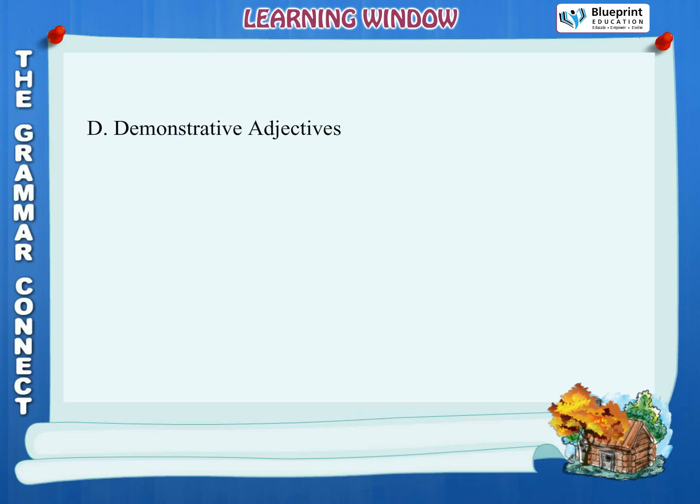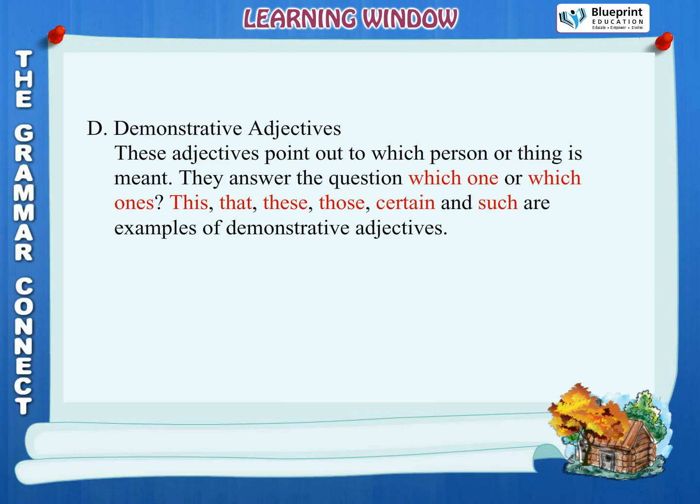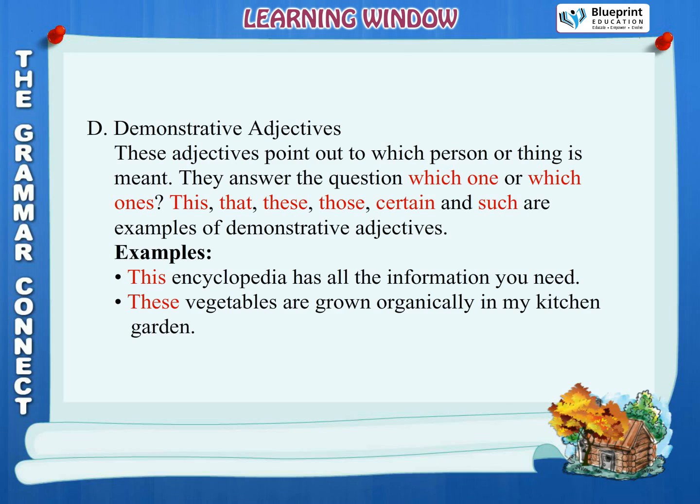D. Demonstrative adjectives. These adjectives point out to which person or thing is meant. They answer the question, which one or which ones? This, that, these, those, certain, and such are examples of demonstrative adjectives. Examples: This encyclopedia has all the information you need. These vegetables are grown organically in my kitchen garden.